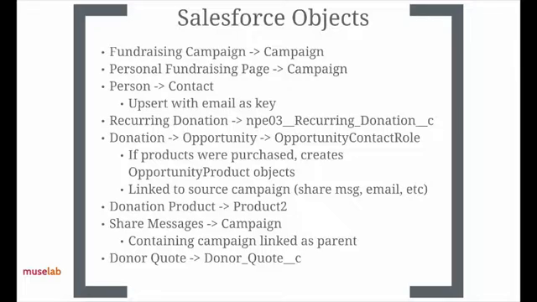A person in the system, which is a Membrane object, becomes a contact. We use email as the upsert key. A recurring donation actually uses the Nonprofit Starter Pack's recurring donation object to track recurring donations. A donation becomes an opportunity, which also has an opportunity contact role, which links it to a contact. If there were products purchased, it also gets the products as opportunity products against it. And it's also linked to the source campaign.